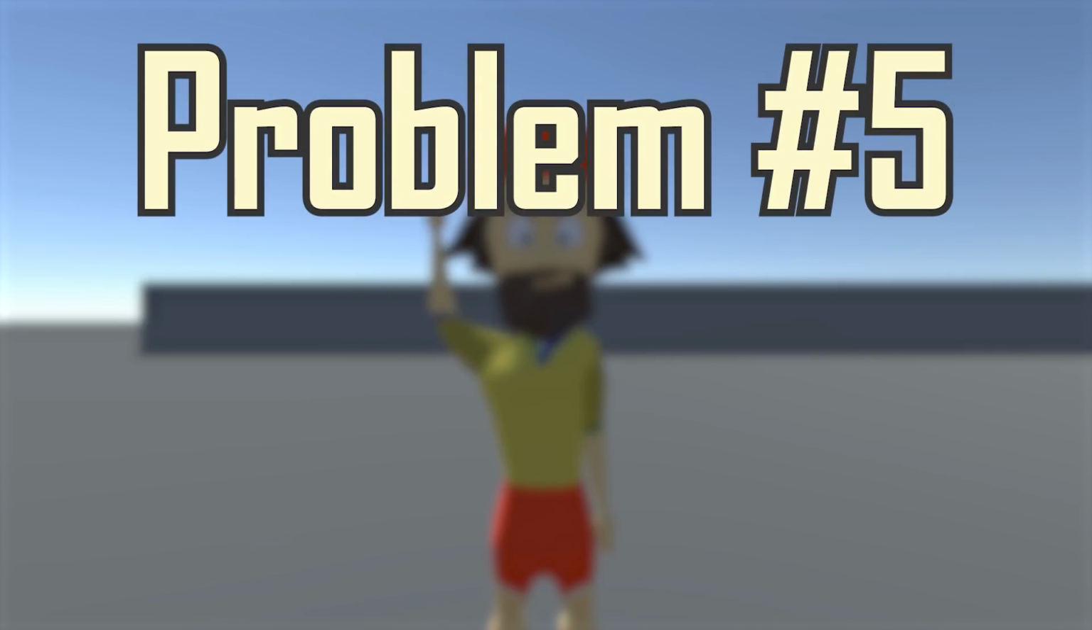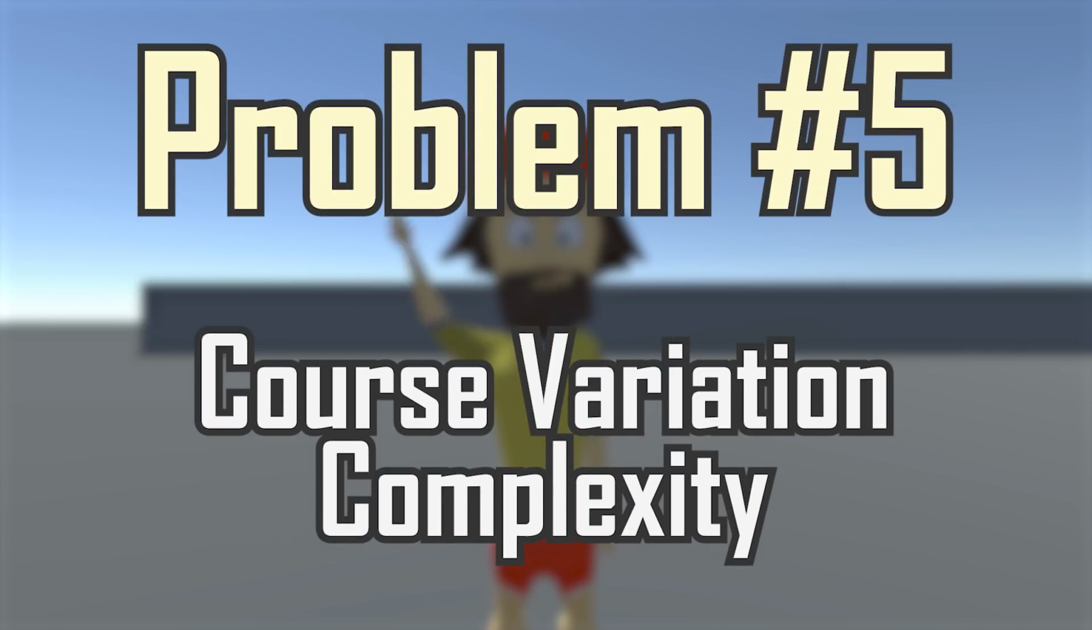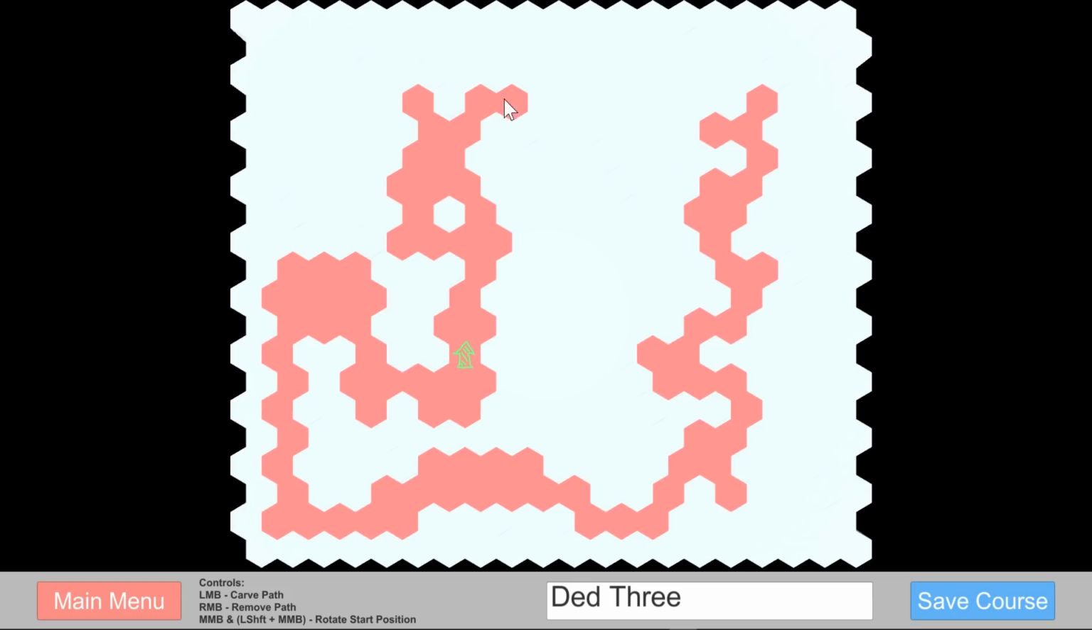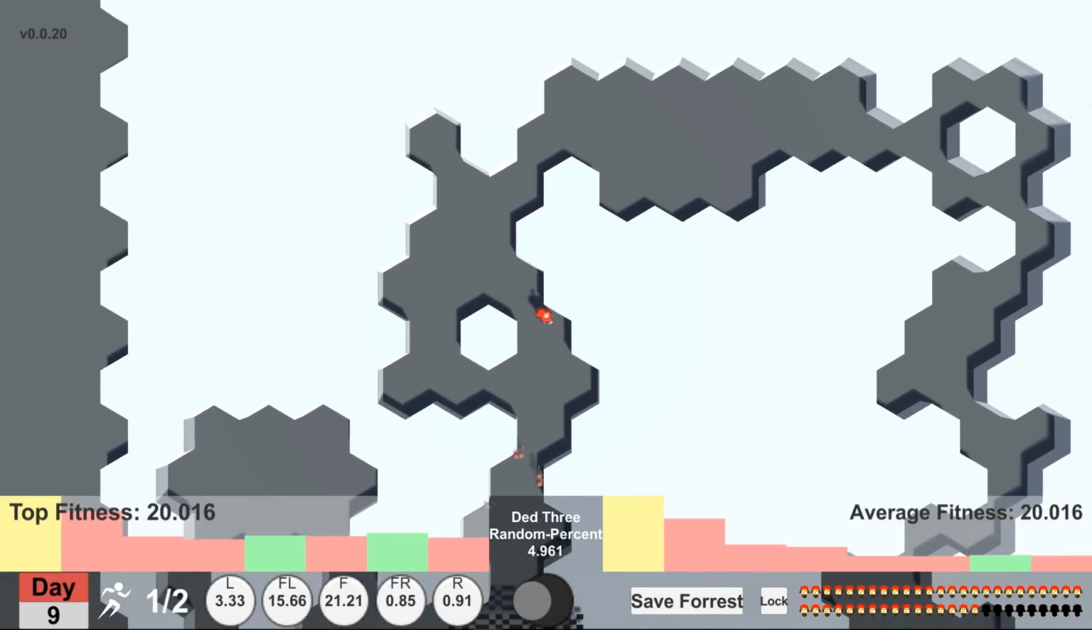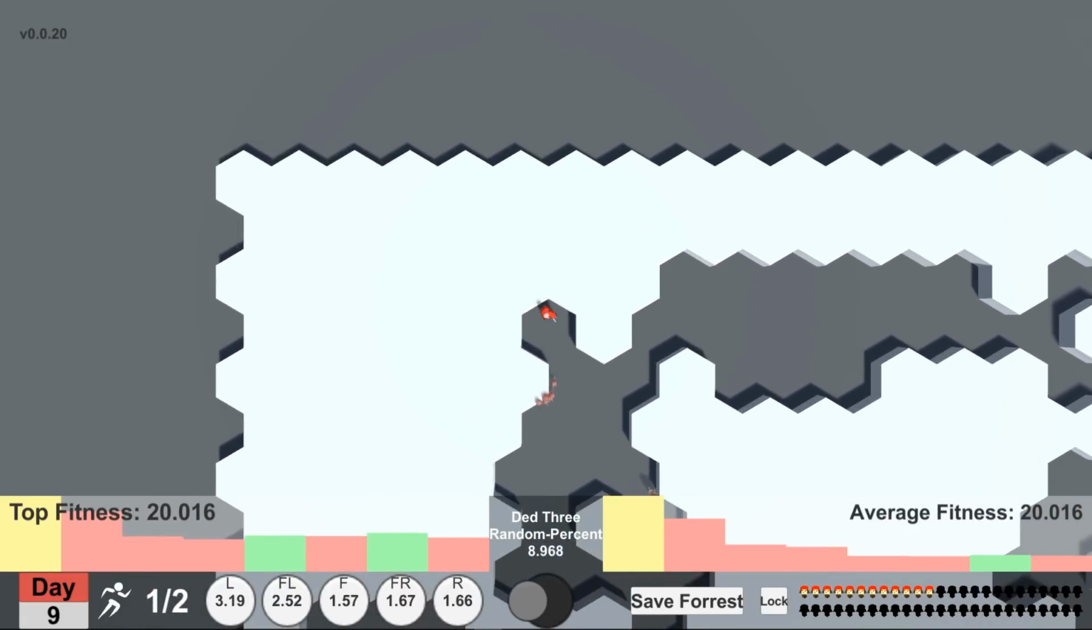Problem number 5, course variation complexity. I for sure underestimated how difficult training Forrest was going to be. The course builder added a dimension of complexity that I did not realize at first. And with this complexity, I was able to create challenges that my fitness function was not able to handle.